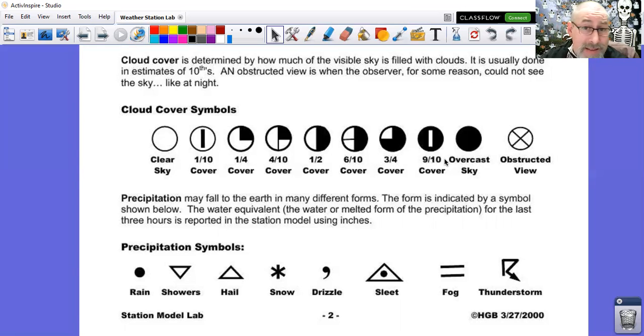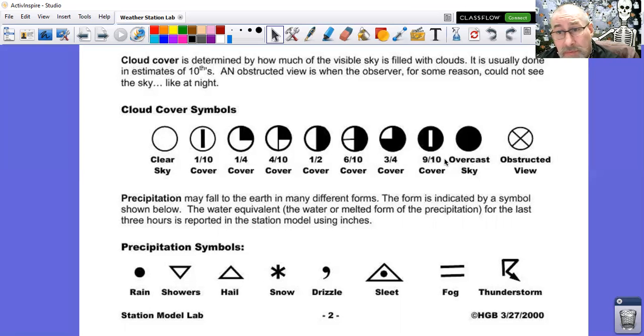And then 9/10 is the opposite of 1/10. So it's colored in with the exception of that bar. So it's the exact opposite. And of course, overcast means that there's 100% cloud cover.